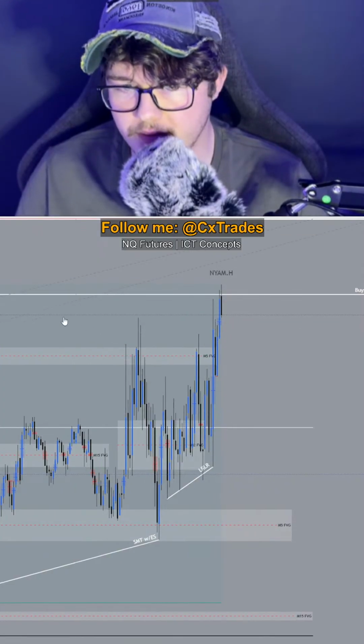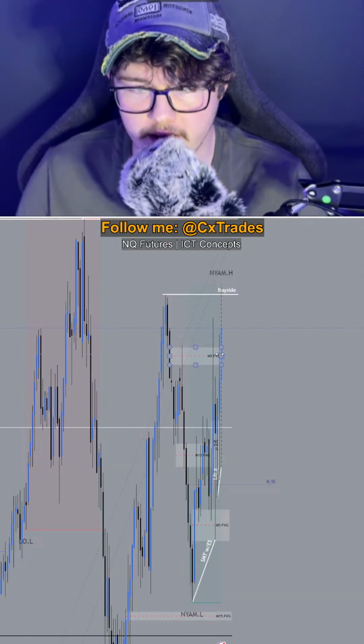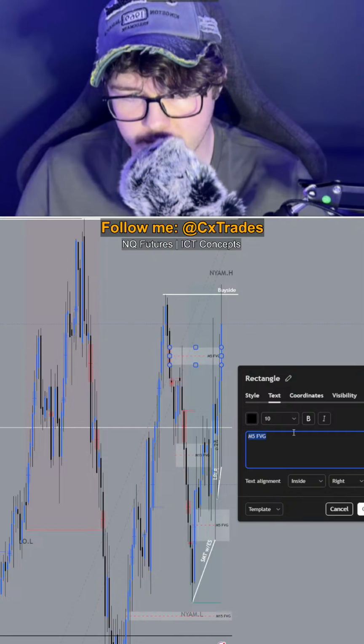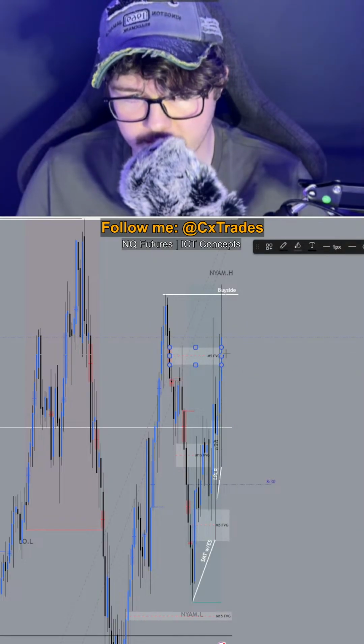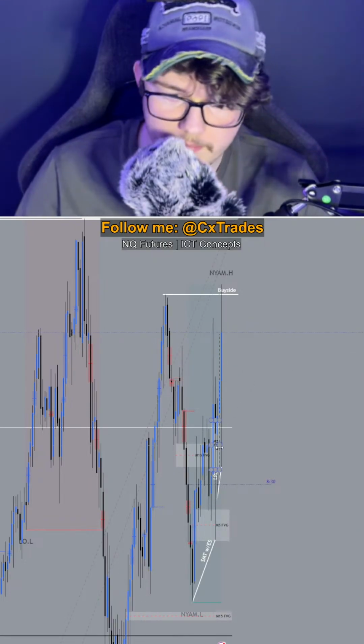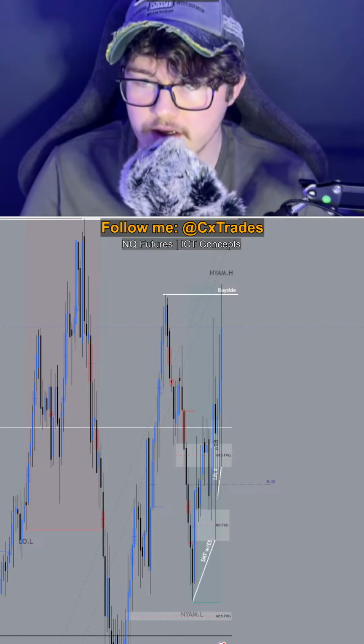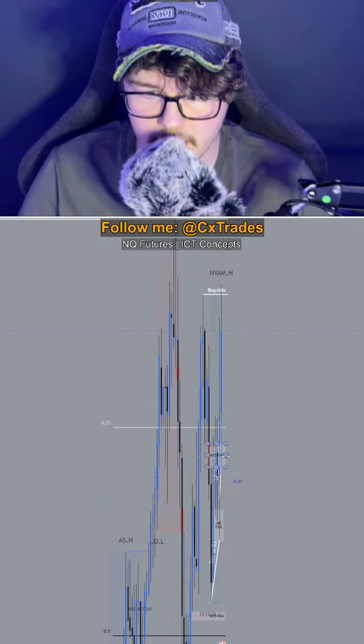We close above this on the 5. We did. We did close above this on the 5. I assume we closed above the 15-minute too. Yeah, we did.